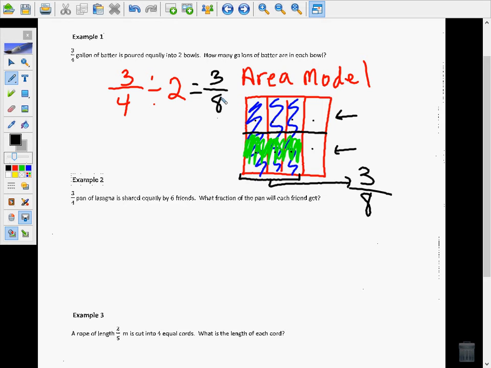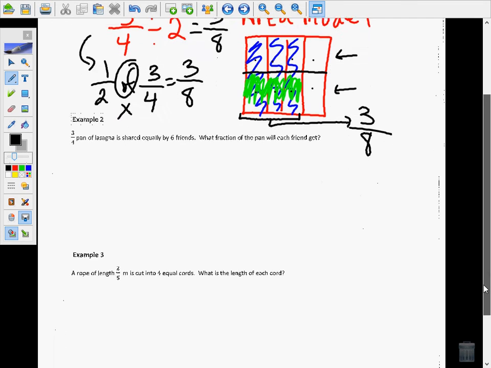Wouldn't you agree that I could look at this area model and interpret this as half of 3/4 is 3/8? So we could rewrite this by saying half of 3/4 is equal to 3/8. And the reason being is "of" is another term for multiplication. So both methods work. So let's take a look at example 2 now.